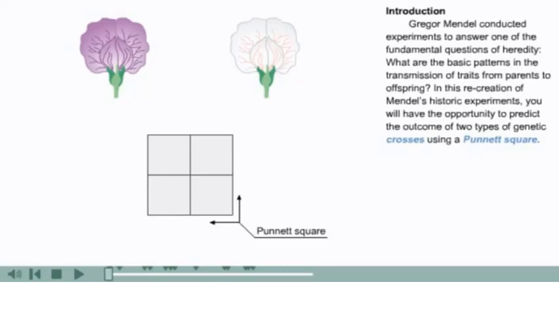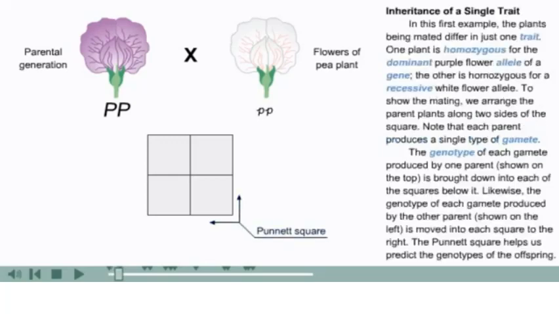So Gregor John Mendel conducted experiments to answer one of the fundamental questions of heredity: what are the basic patterns in the transmission of traits? So in this recreation of Mendel's historic experiment, you will have the opportunity to predict the outcome.